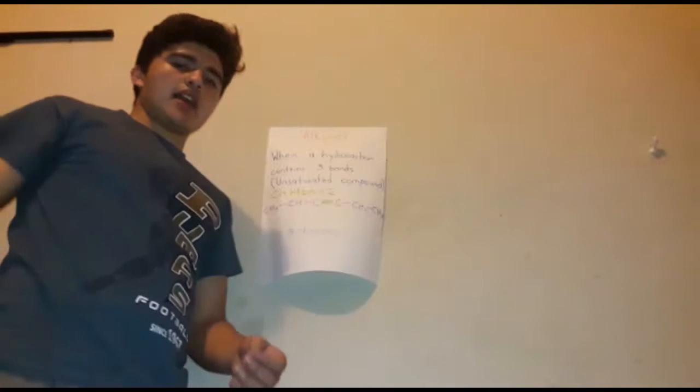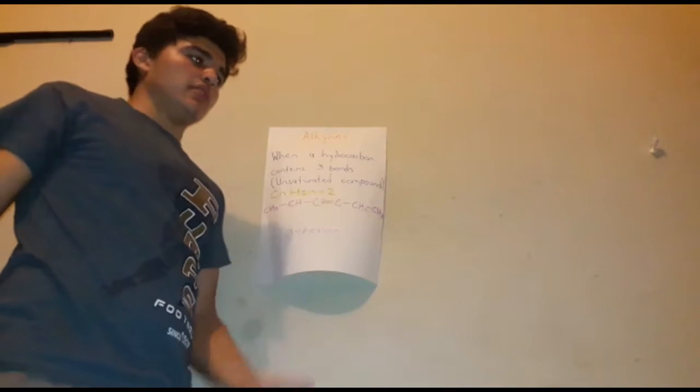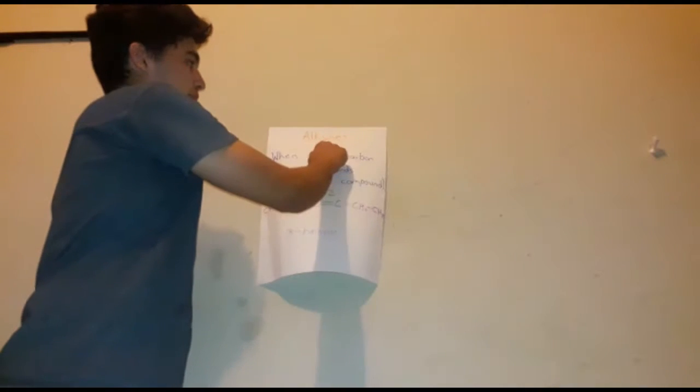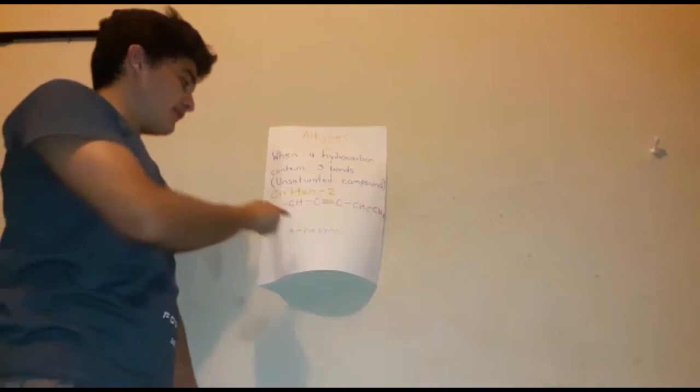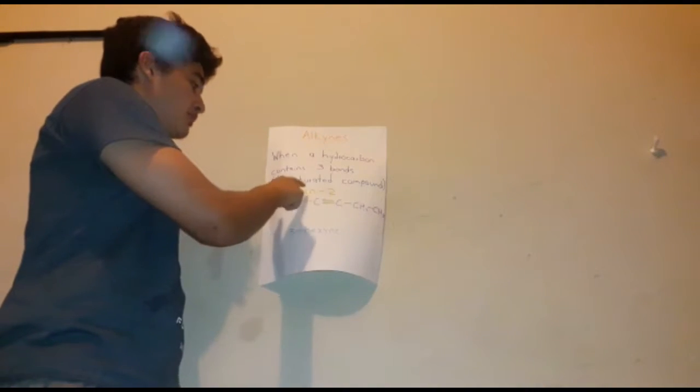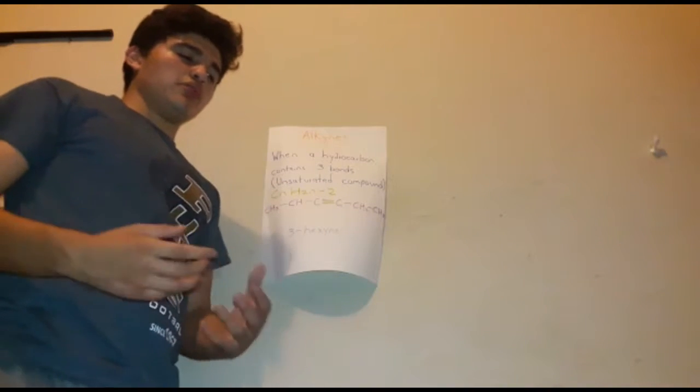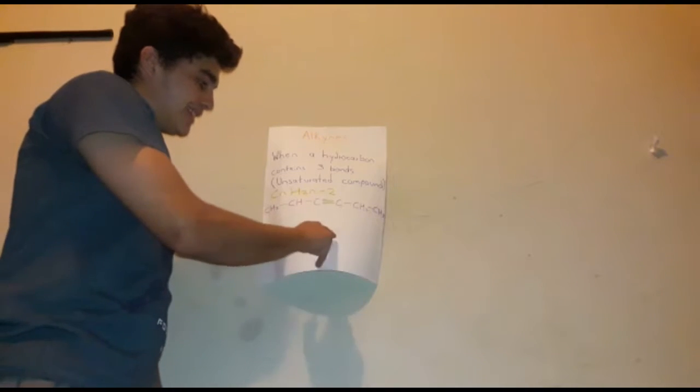I will talk about what alkynes are. When a hydrocarbon has a triple bond, it is an alkyne. The termination is -yne. This is the formula CnH2n-2, and I will show you an example. 3-hexyne.